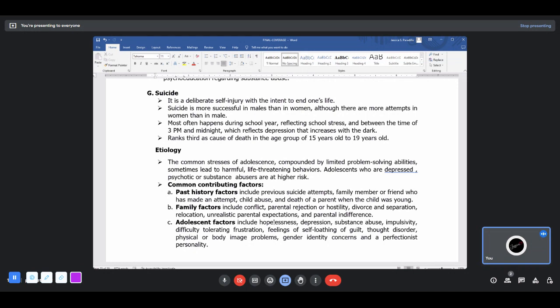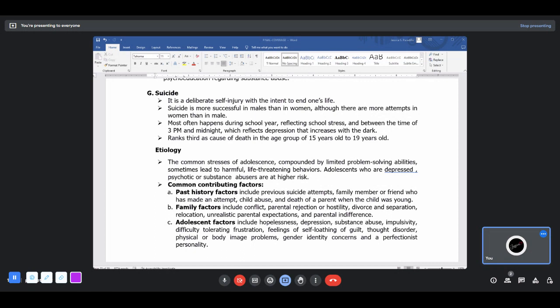Okay? Most often happens during school year for kapag mga pressure sa school, pressure from the family na dapat ganito ka sa school, okay? Reflecting school stress and between the time of 3 p.m. and midnight, okay? Which reflects depression that increases with the dark. Okay, ranks third as the cause of death in the age group of 15 years old to 19 years old, ang suicide.